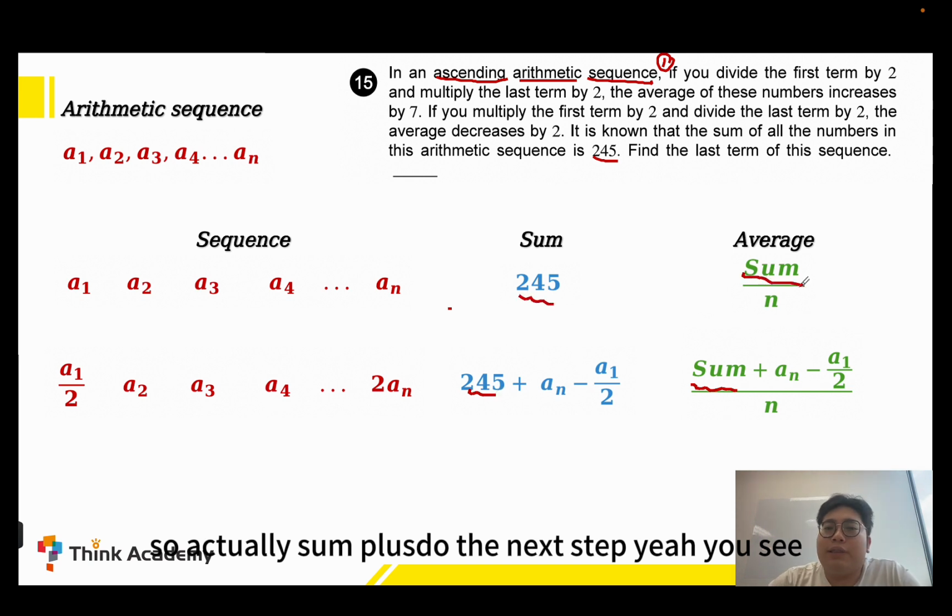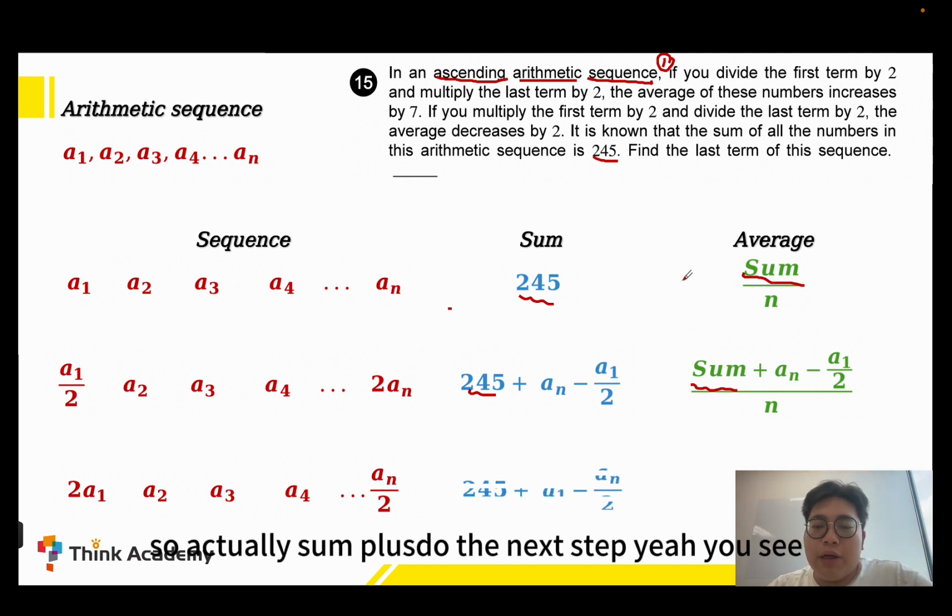So, what's the next sentence? If you multiply the first term by 2 and divide the last term by 2, the sequence becomes 2A1, A2, and so on to AN over 2. So how will the sum change? The sum will change into 245 plus A1 and minus AN over 2.